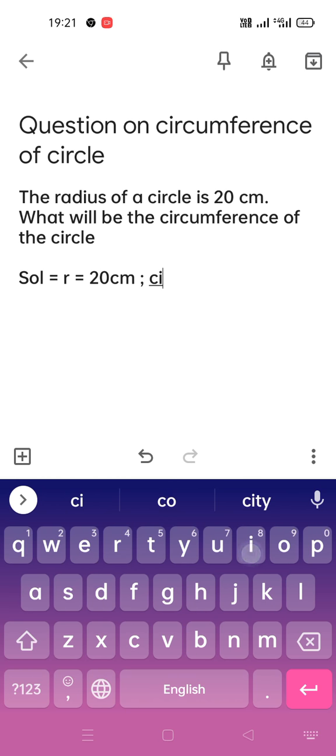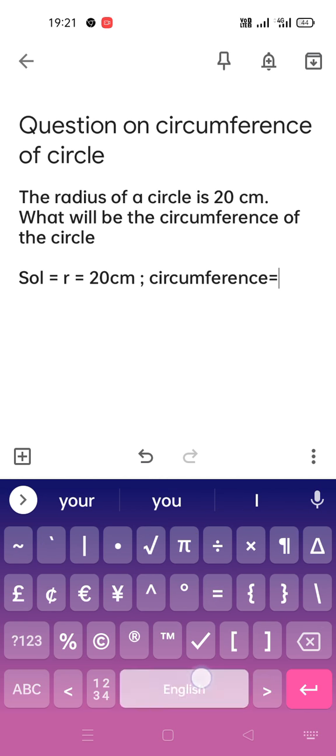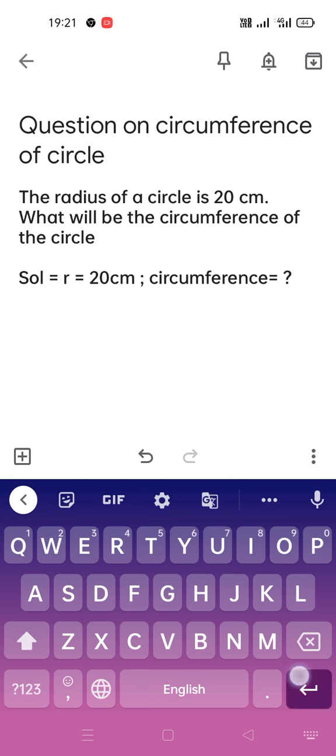Circumference. Circumference means obviously the perimeter, right? What will be the circumference then? Okay, we know the formula for circumference, that is 2 pi r.